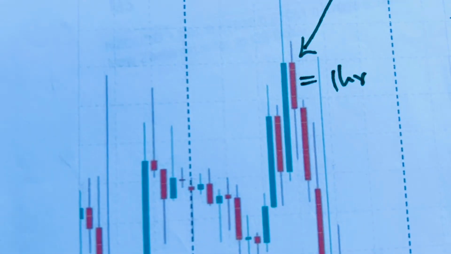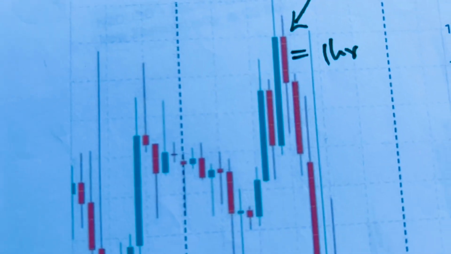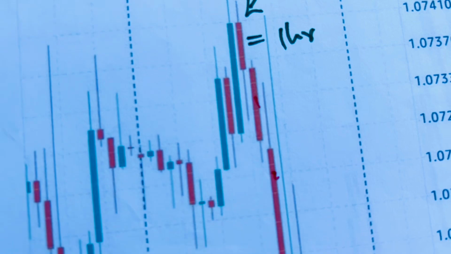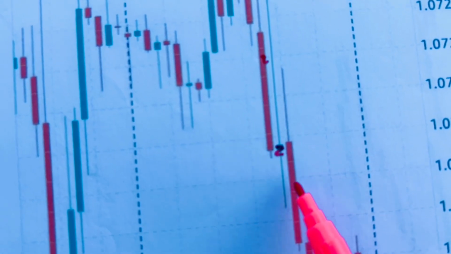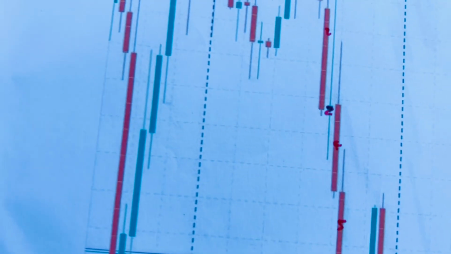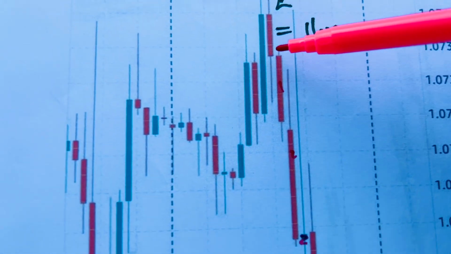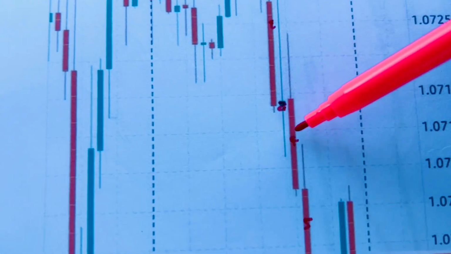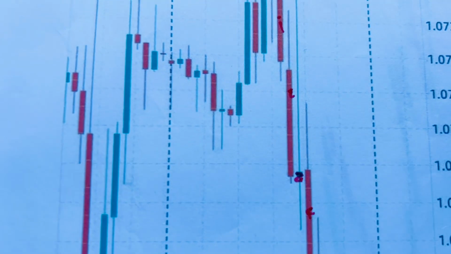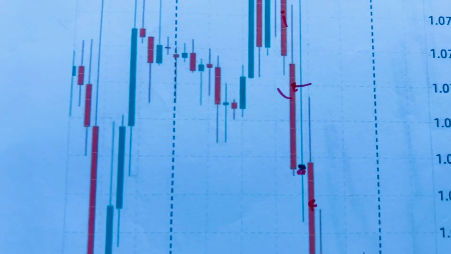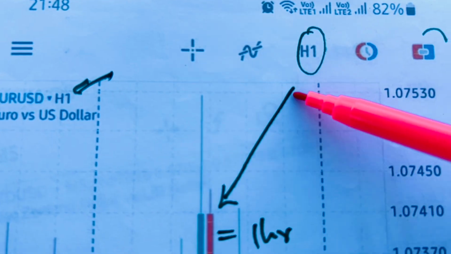Which means if we have to count together, you and I, now we can count 1, 2, 3, 4, 5, which means it's 5 hours. Are we together? So this candlestick from this 1, 2, 3, 4, 5, that's 5 hours. Each and every candlestick represents 1 hour because of the time over here.